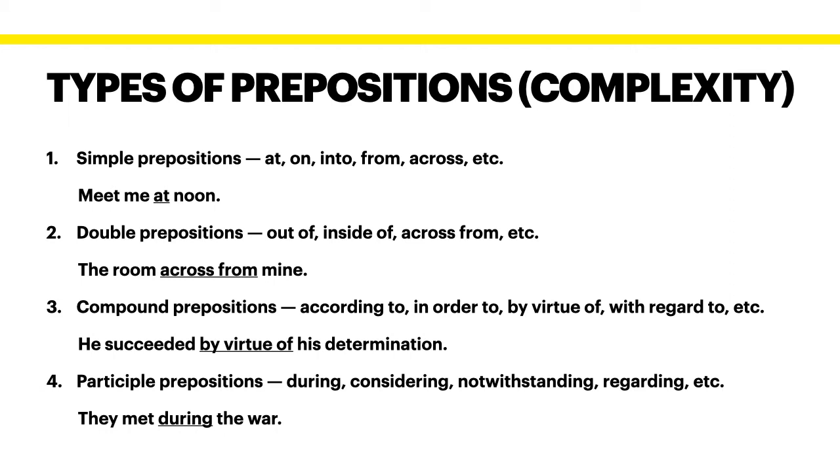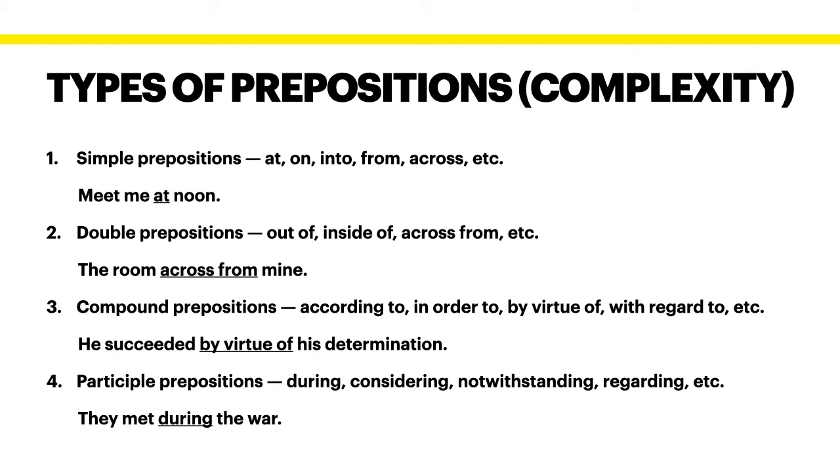This will be clearer when we look at the other two, double and compound prepositions. Double prepositions use two simple prepositions in combination. Double preposition is a combination of two simple prepositions, two small words. And both those words are prepositions. For example, out of, inside of, across from, etc. So out can be a preposition, of can be a different preposition, but when they are combined like this, out of, then it is a double preposition. So an example would be the room across from mine. It means the room opposite mine.